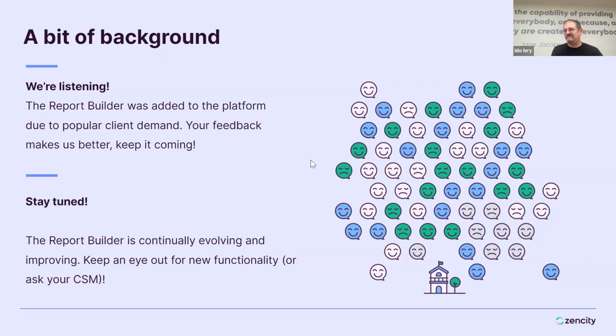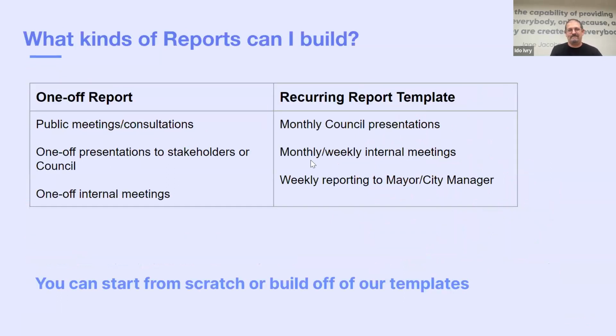Yeah. Okay, thanks, Ido. So just a general overview in terms of what kind of reports you can build. You have two basic options. One is a one-off report. So something that you would just need for a singular meeting, whether it's a public meeting, a consultation about a particular project or initiative, a one-off presentation to stakeholders or council, or let's say a one-off internal meeting, whether it's a departmental meeting or interdepartmental.